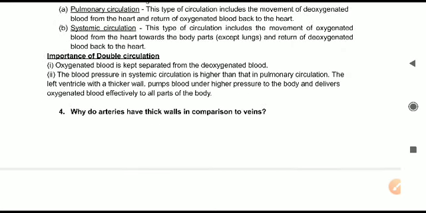So what is the importance of this? First point, oxygenated blood is separated from deoxygenated blood by this method. And second, the blood pressure in systemic circulation is higher than in pulmonary circulation, for the reason given here. The left ventricle, with a thick wall, pumps the blood at high pressure to the body. That high pressure is required so that oxygenated blood can be provided to all parts of the body.